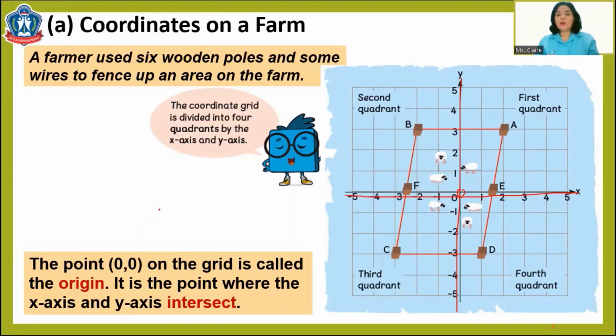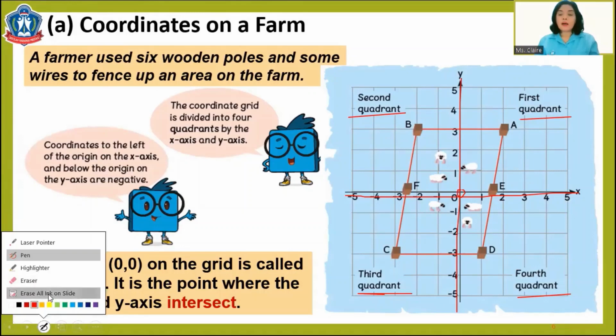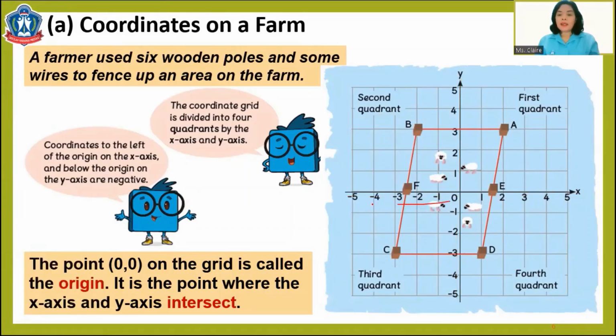When we read coordinates, children, or the points in the coordinate grid, we start with the x-coordinate, followed by the y-coordinate. This part here is the first quadrant. This one is the second quadrant. Here is the third quadrant, and this part is the fourth quadrant. The coordinates to the left side, children, are negative x coordinates, and the part below the x-axis has negative y coordinates. So remember which parts are negative coordinates.